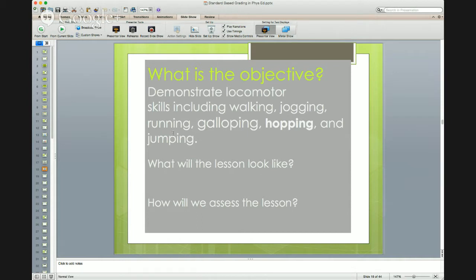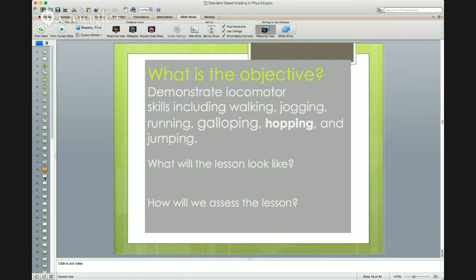How would we assess the lesson? Well, that's always the hardest part. With a standard-based lesson, you kind of have to work backwards. You should know what the exit objective is before you create your lesson, and that's a very important fact.